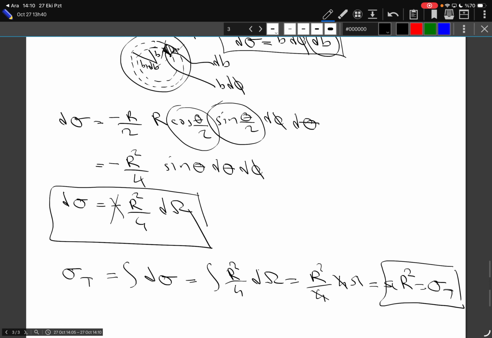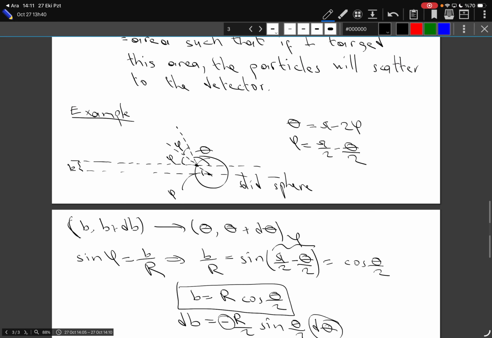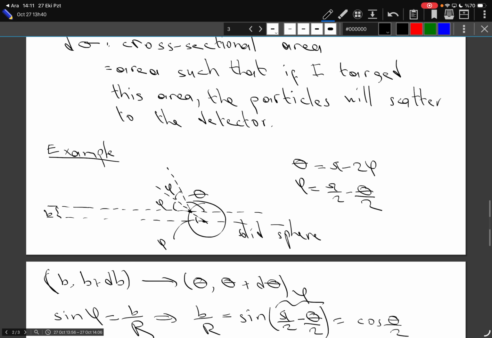Well, that is not a big surprise. Remember the definition of d sigma. It was the area that I should target, such that if I target within that area, my particle will scatter in some direction. The total cross-section just tells me the area I should target, such that if I target within that area, my particle will scatter in some direction. I don't really care which one. In some, it will scatter. Well, that's not a big surprise. This is a sphere. The cross-section of the sphere is just pi R squared. If I target within that cross-section of the sphere, it will definitely scatter in some direction.